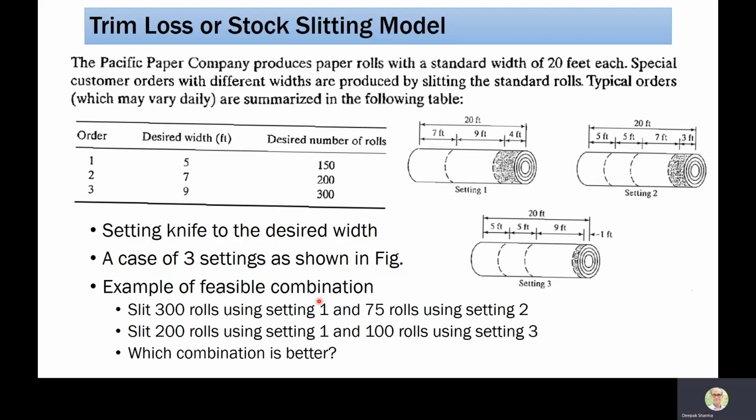Now let us take an example of a feasible combination, meaning that let us select 300 rolls using setting 1. In such a roll we have 300 and we are making 7 feet, 9 feet, and 4 feet will be the waste, and 75 rolls using setting 2. Similarly, let us take another example of 200 rolls of setting 1 and 100 rolls of setting 3. Which combination is better?